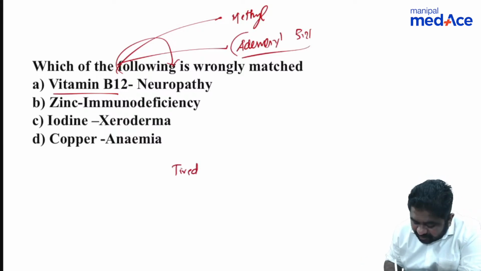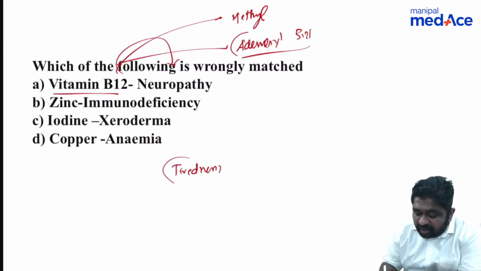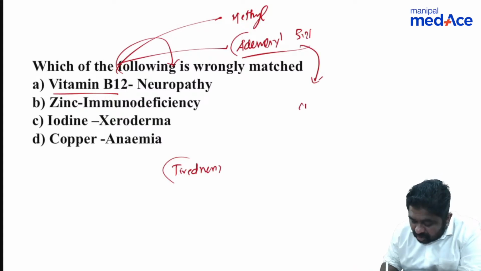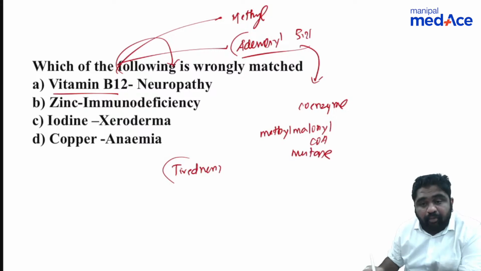Can you tell me why? Do you know how? Because adenosyl B12 is the coenzyme for the enzyme methylmalonyl-CoA mutase. Methylmalonyl-CoA mutase is very important for one important reaction.